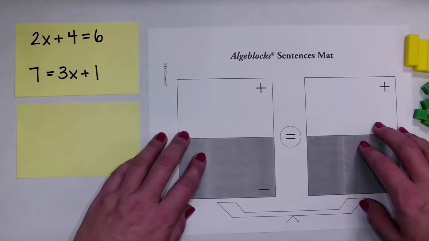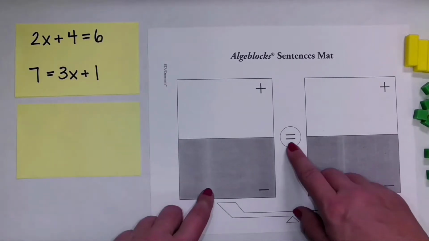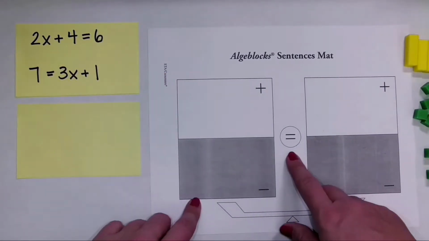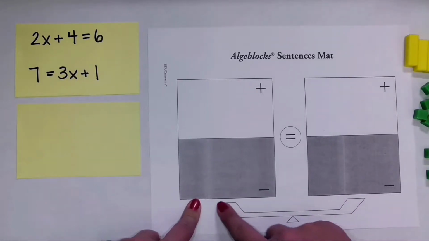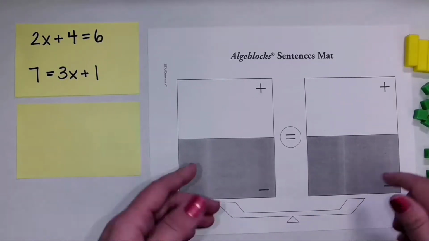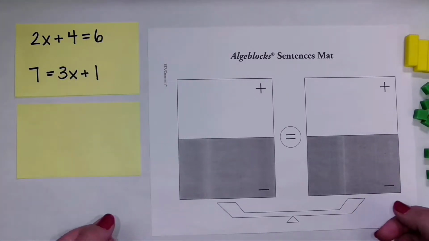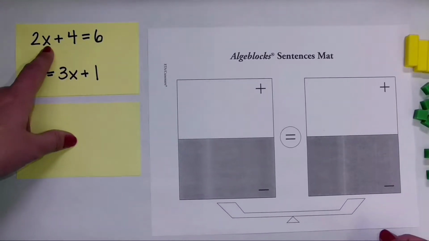Now we're going to use this sentences mat because each of these equations has an equal sign, and we're going to be solving for x. And notice on this mat it has a very basic drawing of a balance to help us remember whatever we do to one side of the equation, we also have to do to the other side of the equation. So let's get this set up.